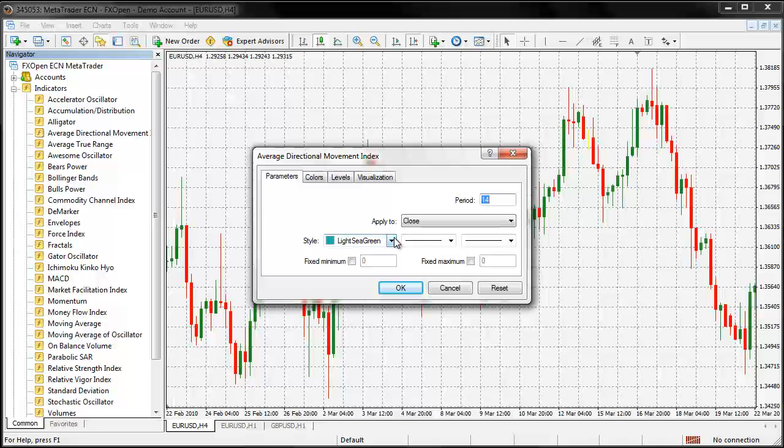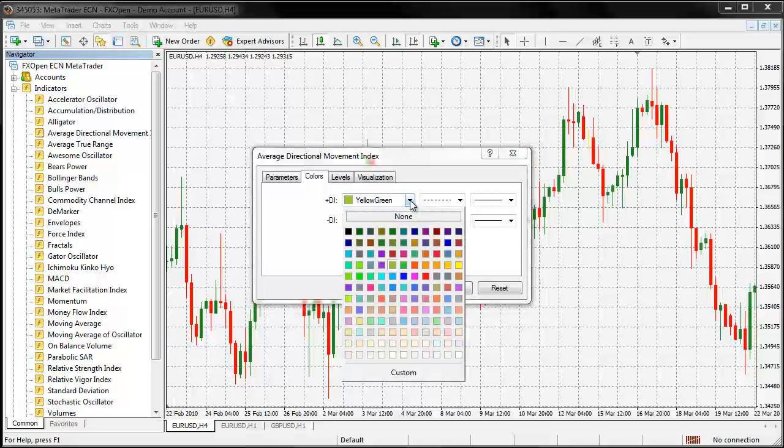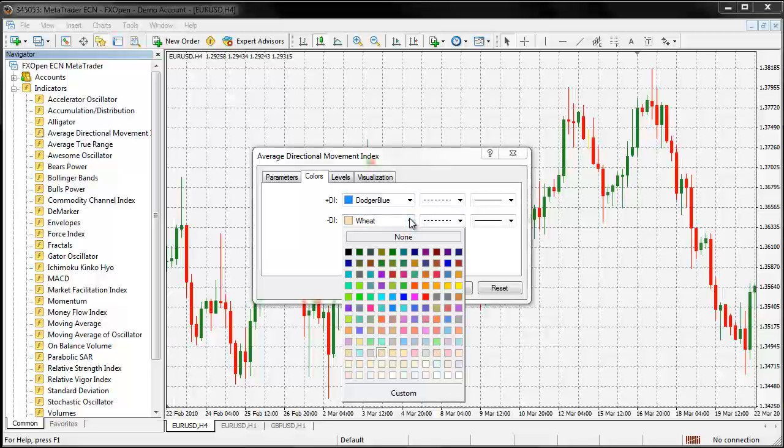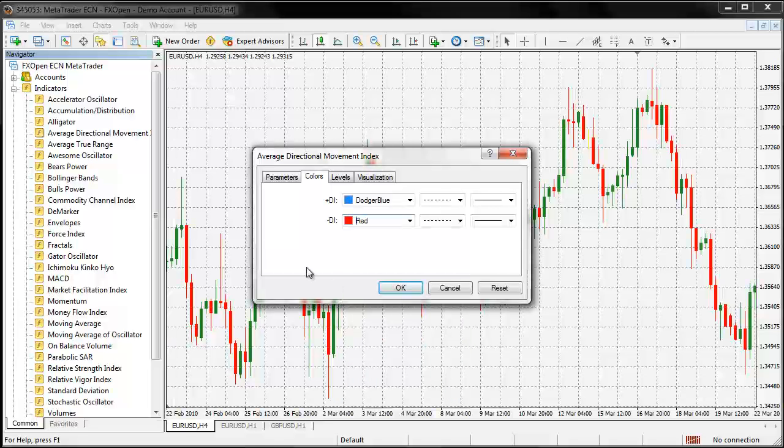So let me just change these colors around. The positive DI I will change to a blue, and the negative DI, which is the negative directional index, I will color red. The purpose is that the blue button is the buy trade button and the red is the sell trade button. I always tend to adjust my colors accordingly to the buy and sell buttons for this particular indicator.